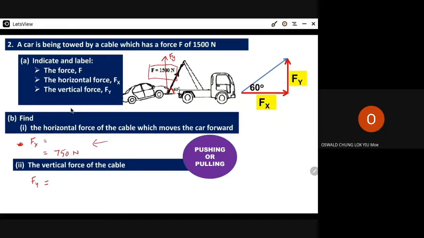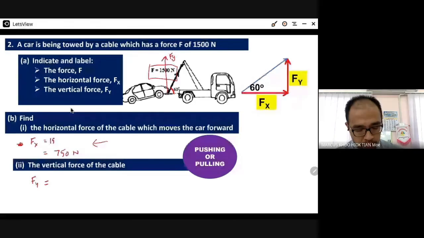Oswald, the horizontal force please, and Shafiq Iqbal, the vertical force. Horizontal force is given by Fx and vertical force is given by Fy. Can you guys answer this? Are Oswald and Shafiq there? 1,500 cos 60. Very good. Shafiq, Fy please.